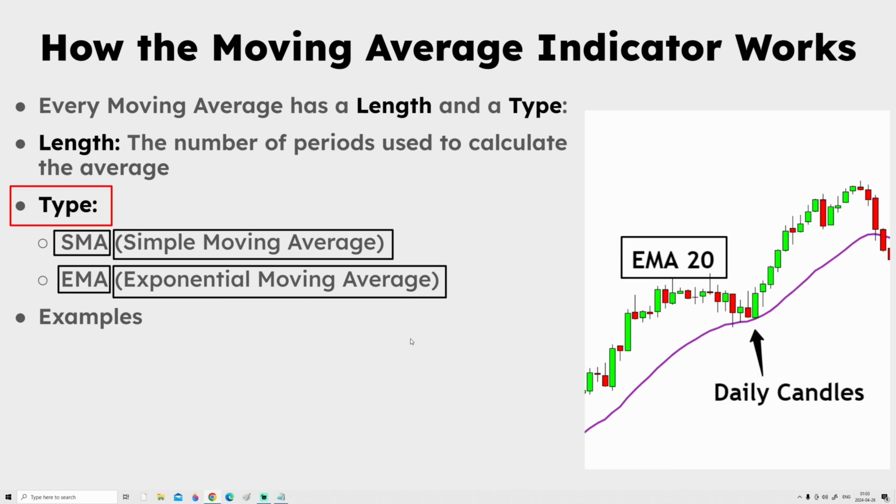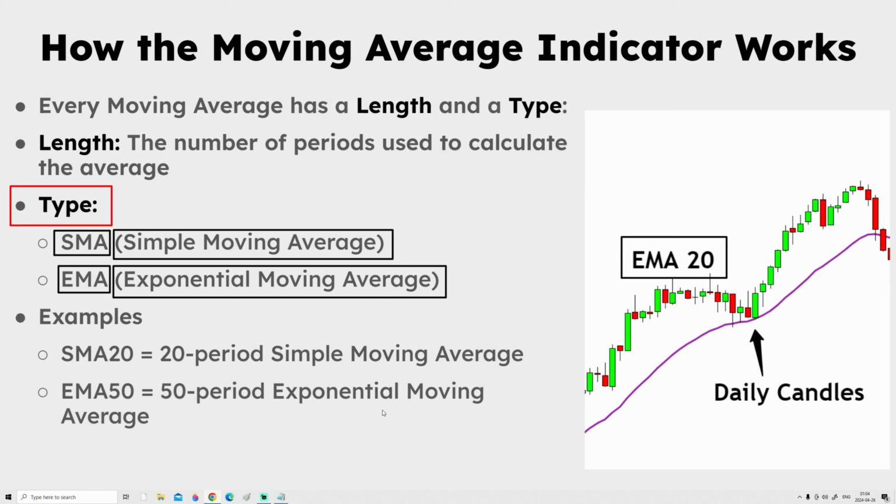So here are some examples of full classifications. We can, for example, have an SMA 20, and that is a 20 period simple moving average. Or we could have an EMA 50. In this case, we're talking about a 50 period exponential moving average, and so on and so on.